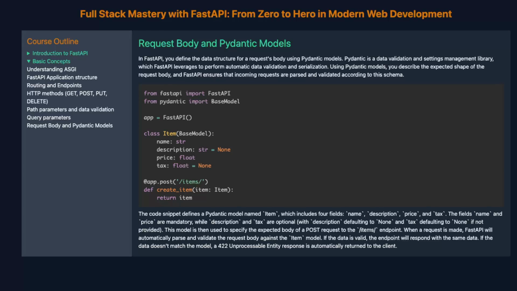The code snippet defines a Pydantic model named Item, which includes 4 fields: name, description, price, and tax. The fields name and price are mandatory, while description and tax are optional, defaulting to None if not provided. This model is then used to specify the expected body of a post request to the /items endpoint. When a request is made, FastAPI will automatically parse and validate the request body against the Item model. If the data is valid, the endpoint will respond with the same data. If the data doesn't match the model, a 422 Unprocessable Entity response is automatically returned to the client.